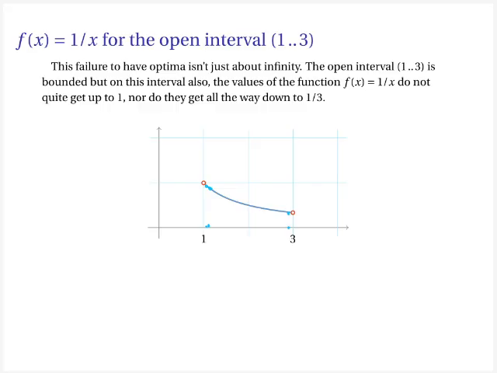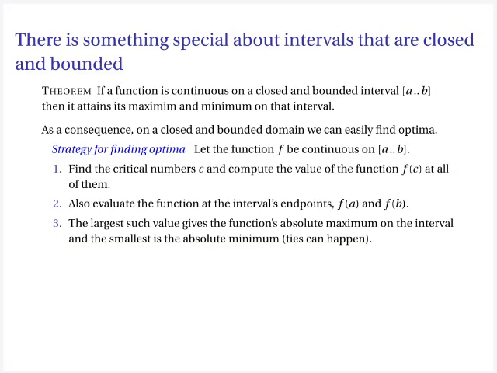So the failure to have an optima isn't just about infinity here. The failure to have an optima has something to do with the openness of the interval. The fact that you can walk closer and closer to one but never reach one is the reason that you don't have an optima here. You don't have a high spot. So to ensure that a function attains its optima, if we're trying to figure out what's the absolute most profitable way to run our business, we have to think carefully about not just the function, but also about the input interval.